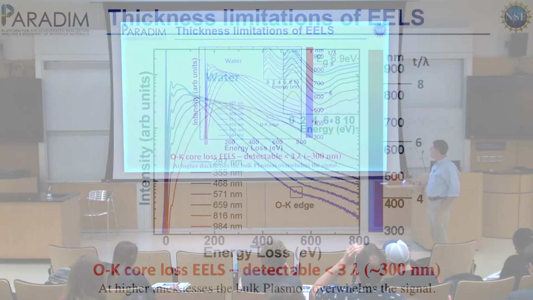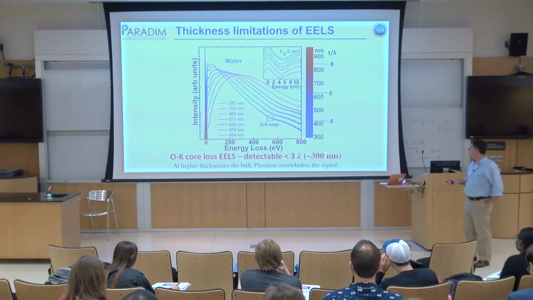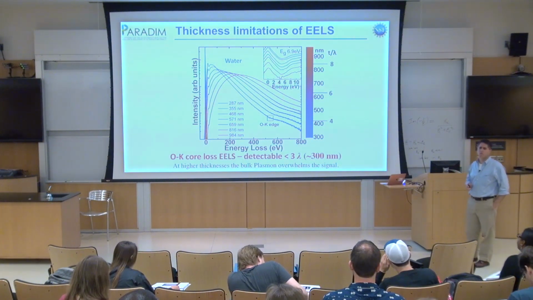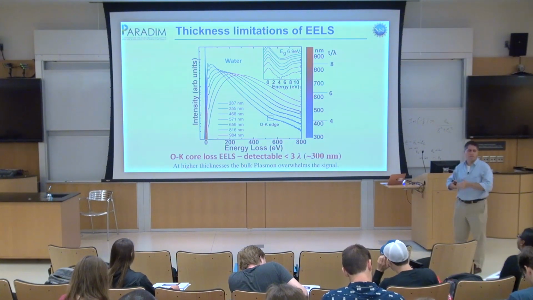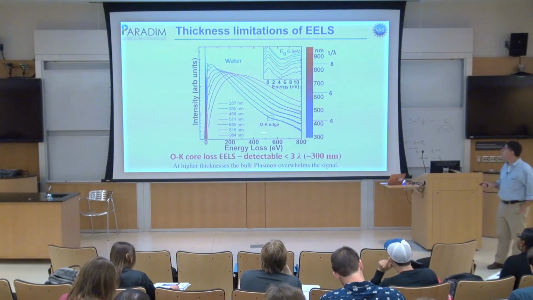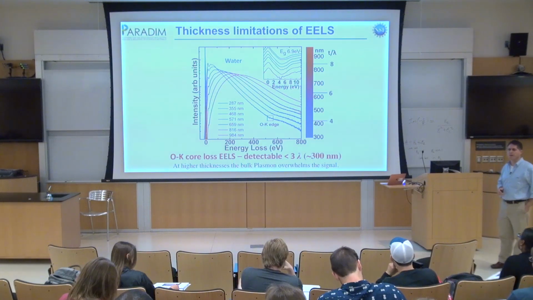So that's just reminding us that for core loss spectra, you don't want to be at 300 nanometers. In fact, I wouldn't want to be thicker than 100 nanometers to do core loss work in general, because the beam is going to spread so badly I lose all my spatial resolution. Valence EELS has worse spatial resolution, so we don't care.